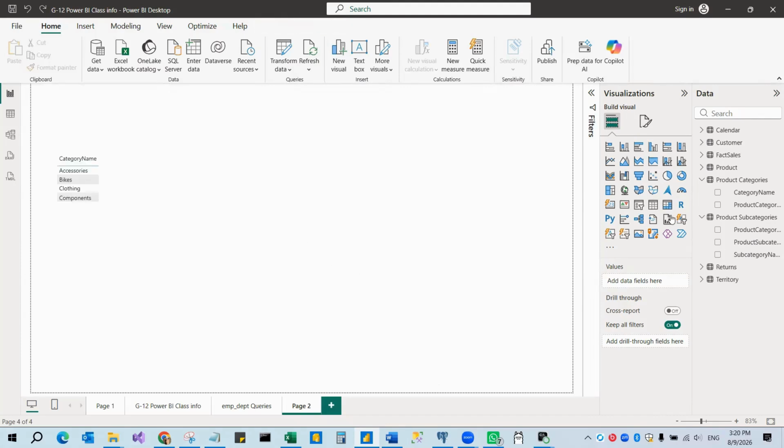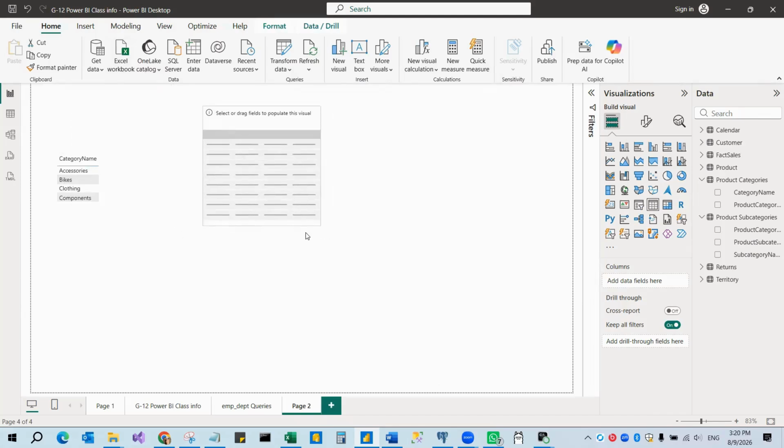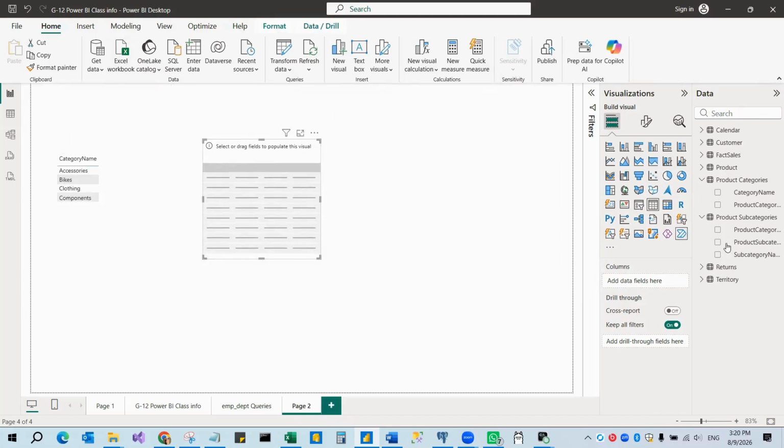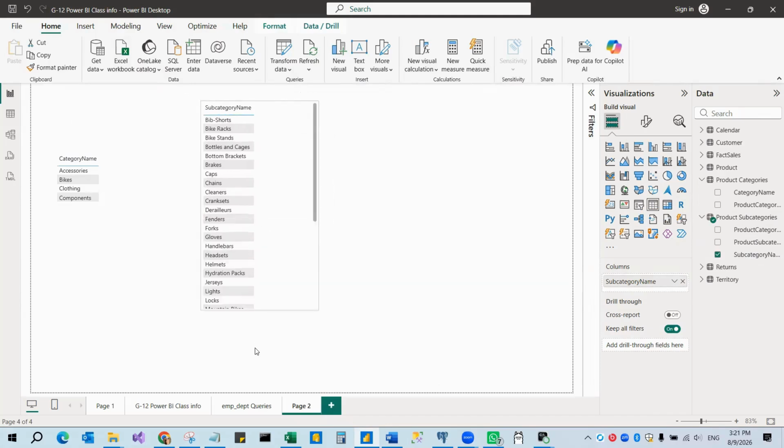Okay, I'm going to take another table. So this is another table and I'm going to put product subcategory, the subcategory name. So here are the two tables. Now look over here. How is the data flowing over here?